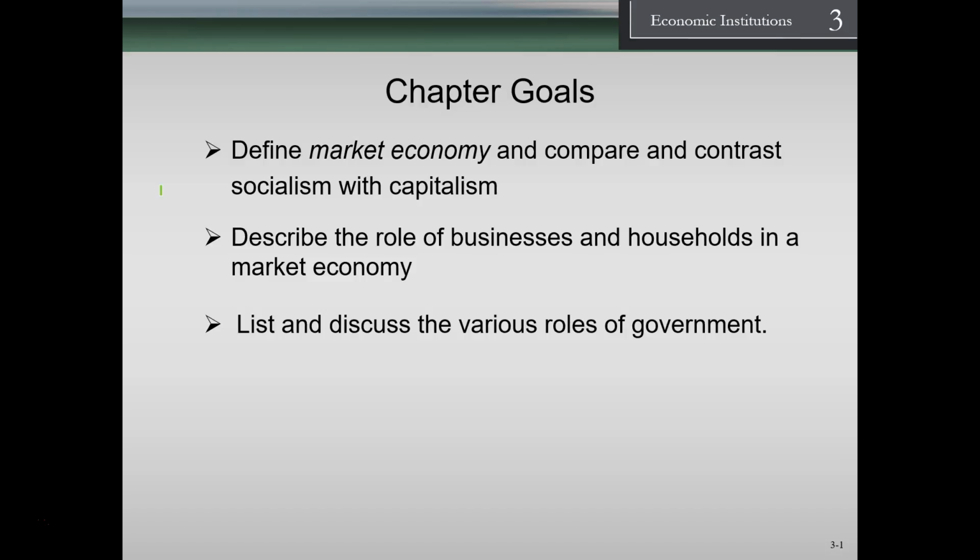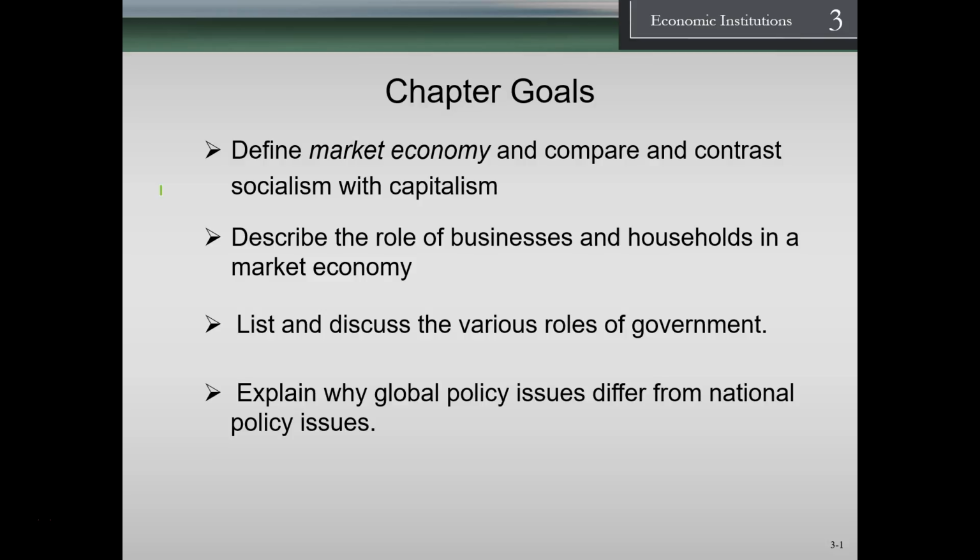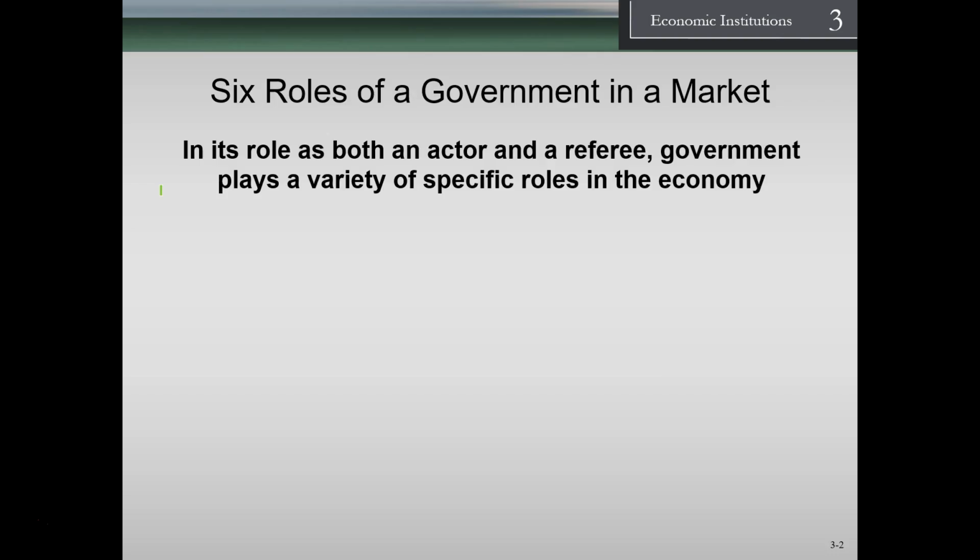We're going to continue on this area at this time and then explain why the global policy issues differ from national policy issues. All right, so 6 roles of the government in the market. In its role as both the actor and referee, government plays a variety of specific roles in the economy. So note that we've discussed that the government, in essence, plays a role as a referee in terms of the activities of a market, a free market.